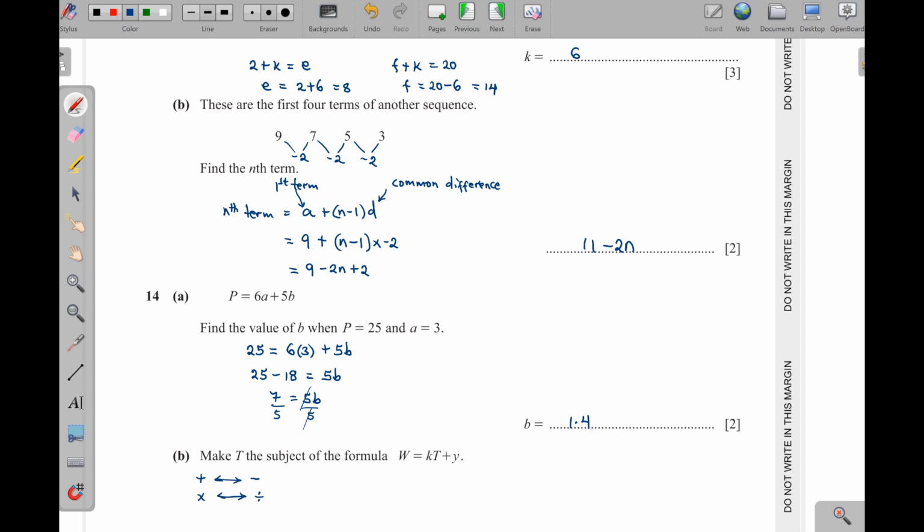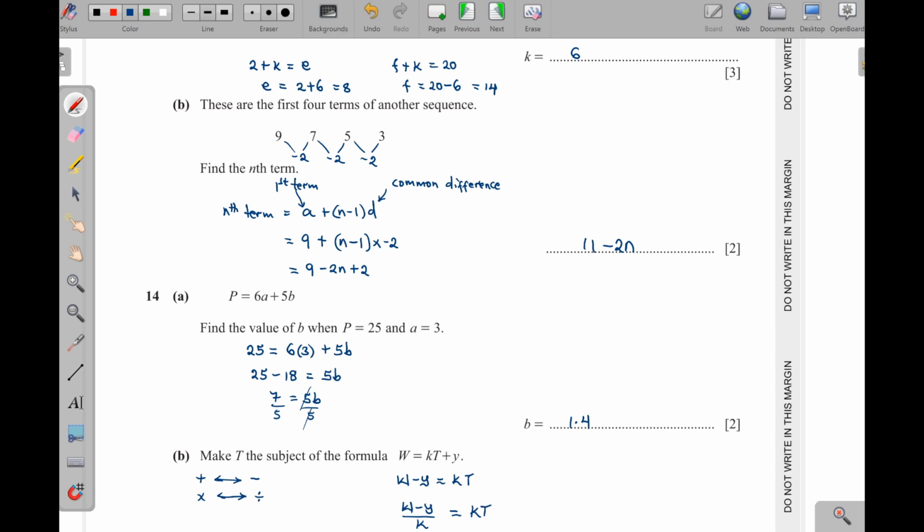Then we are making T the subject. So first take away the W from here. When I take it away, because it is addition, we undo it with a subtraction. In other words, when it crosses the equal sign, it becomes a what? A minus. So we shall have W then minus Y, which is equal to KT. And now you can see that this is a multiplication. So to undo the multiplication, we are having a what? A division. Divide all through by K.